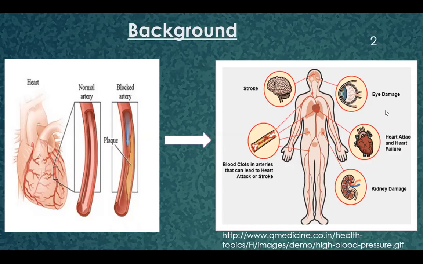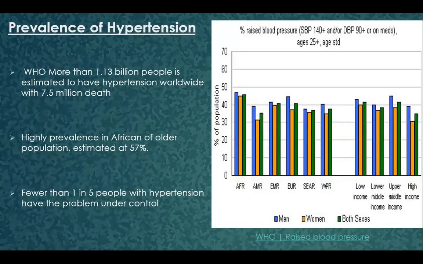The World Health Organization has estimated that more than 1.13 billion people have hypertension globally, with over 7.5 million deaths in the year 2015. From this distribution on my right, it is shown that the prevalence of hypertension is much higher in African ancestry individuals compared to the general population. It is highly prevalent in the older population, which is estimated at 57%. More worrisome is that fewer than one in five people with hypertension have the problem under control.